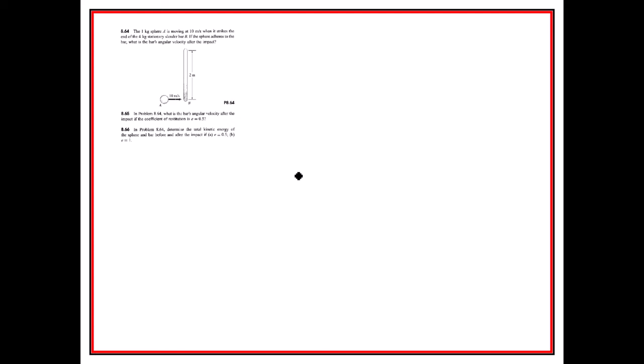Okay, so what we have here is this 1 kilogram sphere, and it's moving at 10 meters per second, and it's going to strike this 4 kilogram stationary bar that's 2 meters long. And with this first one, we want to know if the sphere adheres to the bar, what is the bar's angular velocity after the impact? So what we're going to use is the principle of angular momentum.